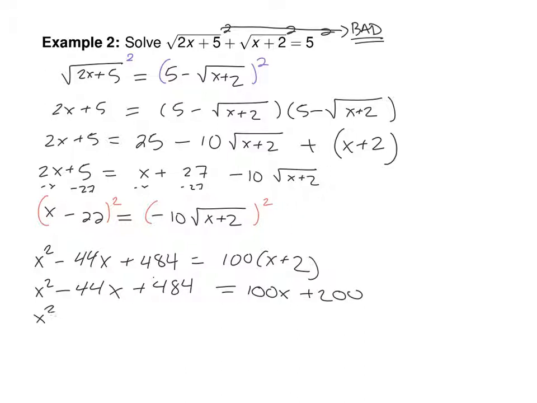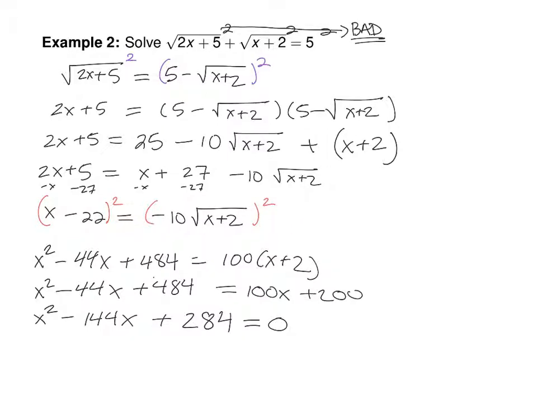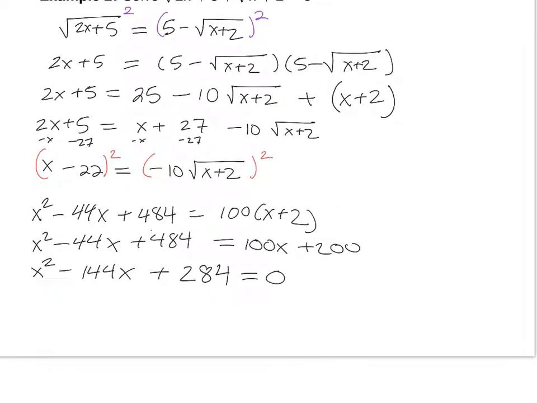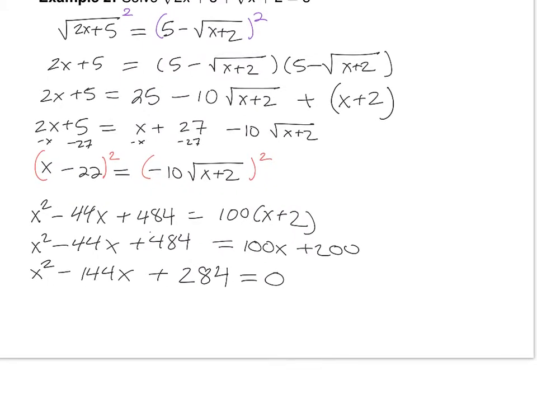Okay, so that's x squared minus 44x plus 484 equals 100x plus 200, right? Man, so x squared minus 144x plus 284, right? Okay. I know it's painful. And you're hoping, oh my gosh, please factor, please factor, and be an easy factor, right? I don't know the factors of 284, but what is 284 divided by 2? Yeah, 142.